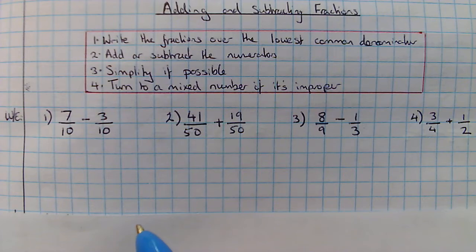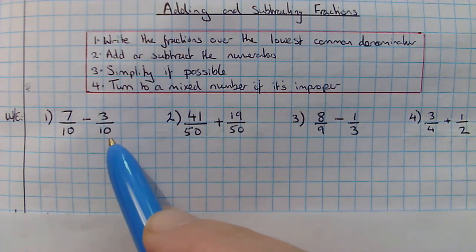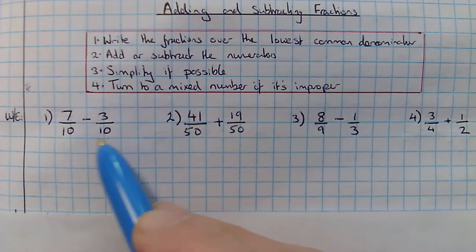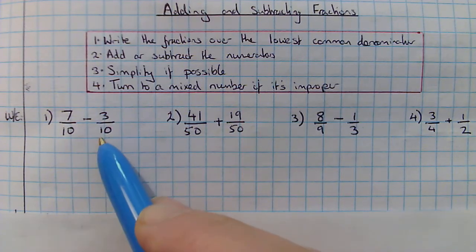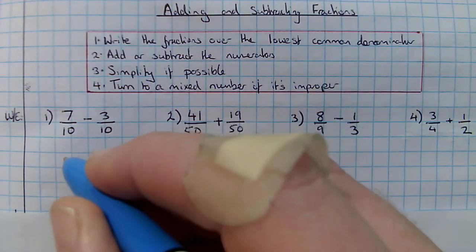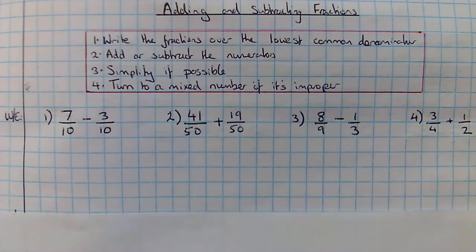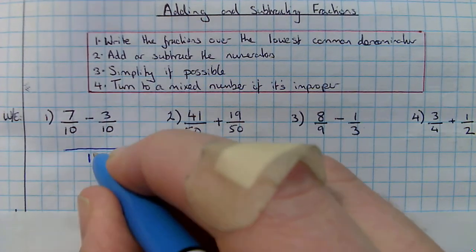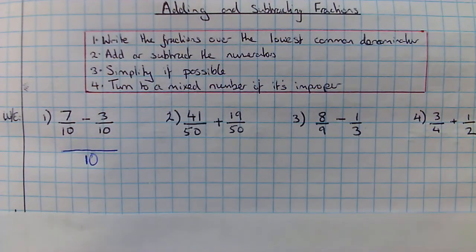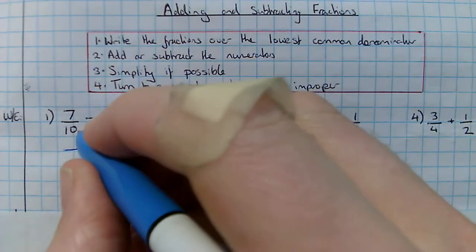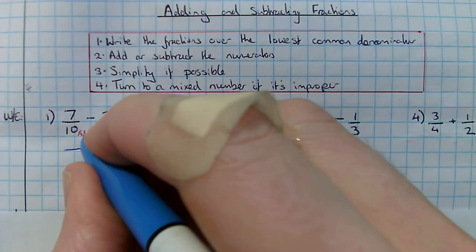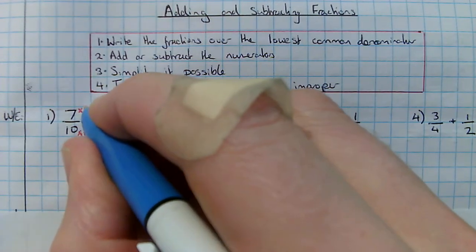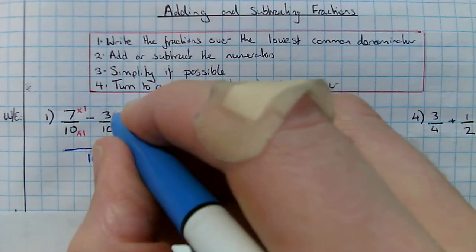So we're going to start question 1. 7/10 take away 3/10. I'm looking at what's the lowest number in both of these times tables. Well, they're both the same, so I can just repeat that number. I'm going to write that in as a 10, and I'm going to write a long bar, and I'm just going to put the 10 once. So what do I do to 10 to get 10? Well, I keep it the same. That's the same as timesing by 1. So this is just times by 1 here.